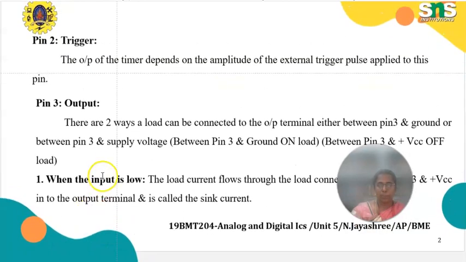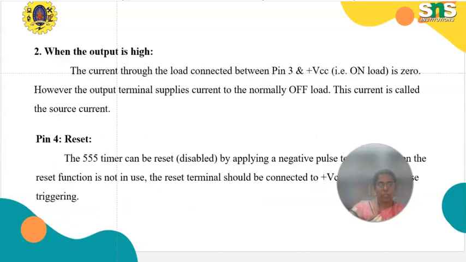At pin 3, when the output terminal is low, the load current flows from the load connected between pin 3 and plus VCC into the output terminal, and this is also called the sink current. Next, when the output pin is high, the current through the load connected between pin 3 and VCC is 0. Hence, the output terminal supplies current to the normally off load. This current is also called source current. The 555 timer can be reset by applying a negative pulse to the reset pin. When the reset pin is not in use, the reset terminal should be connected to VCC to avoid any false triggering.